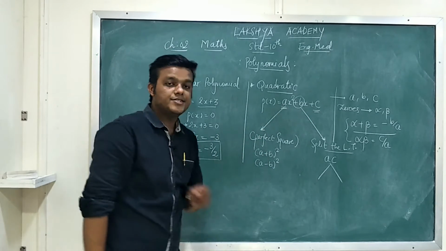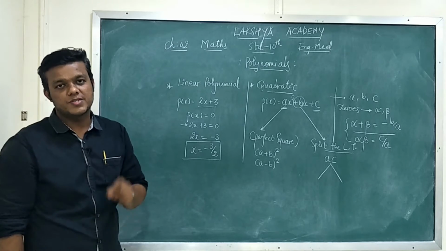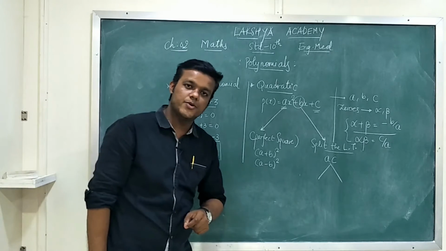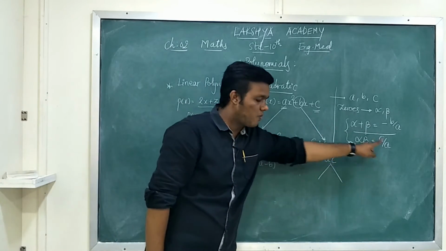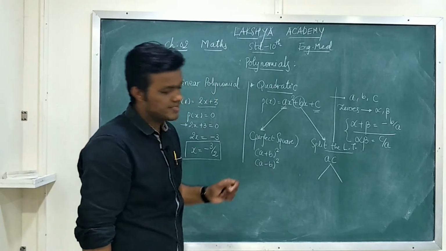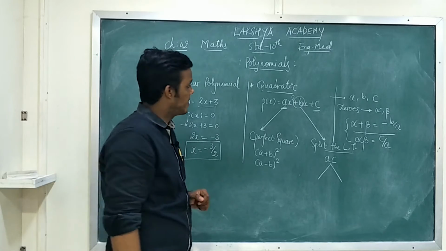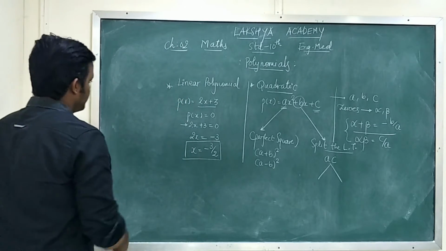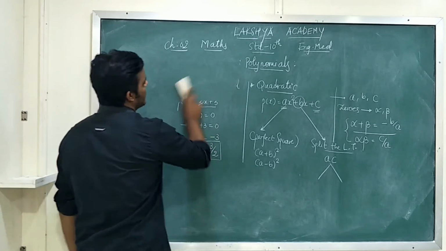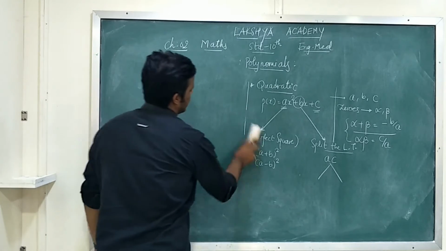Okay, now we will try to find the zeros and then we will check the relationship between zeros and coefficients, which is in the form of exercise 2.2, right? We will try to solve a couple of examples from that exercise.